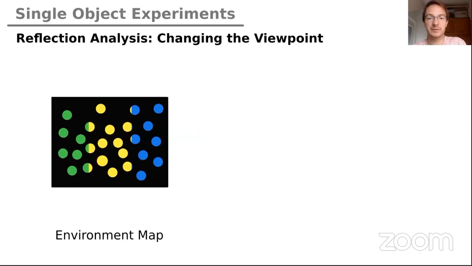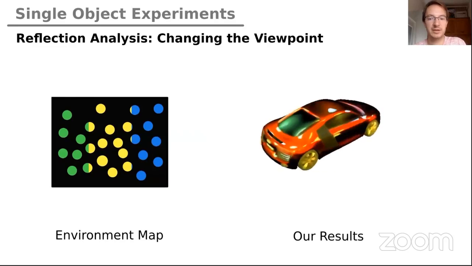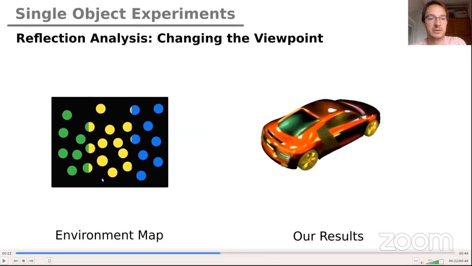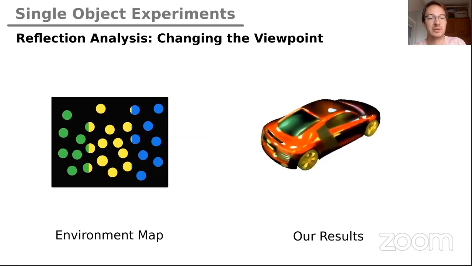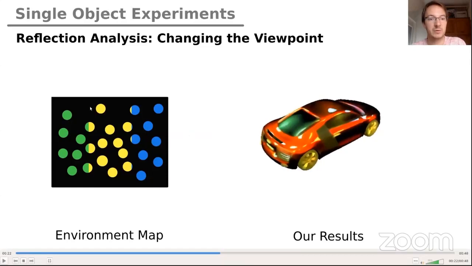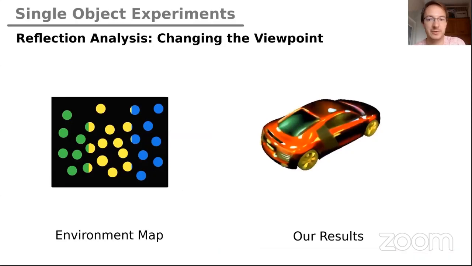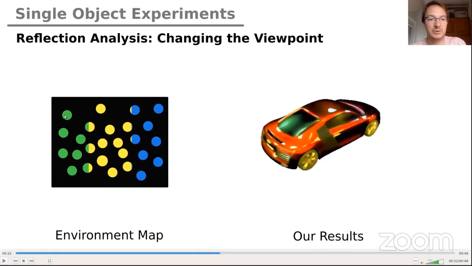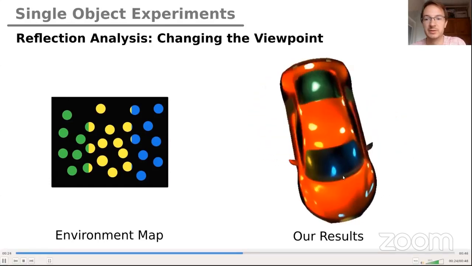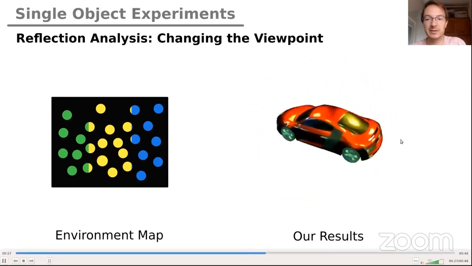We also performed a reflection analysis, where we now change the viewpoint. In this case, we use a more complex environment map that looks like this here to illustrate how our method can produce viewpoint-varying appearance based on this environment map. Of course, in this case, we need to query the surface light field multiple times during the execution of the rendering operator because we have not just a single point light source, but multiple. Here on the right, you can see how smooth the result looks if we now apply this and rotate the object.